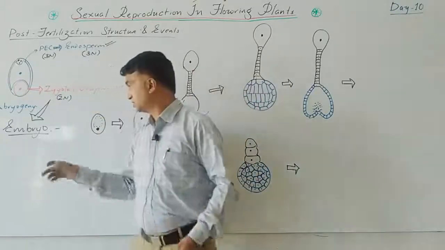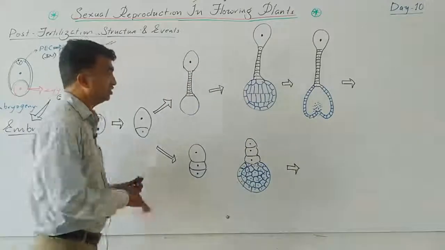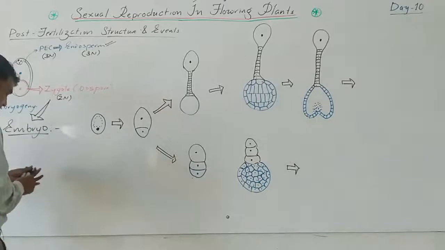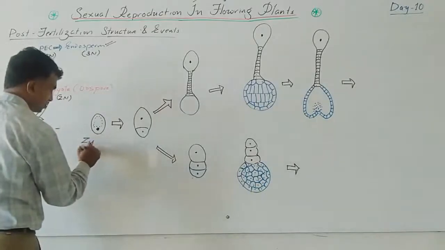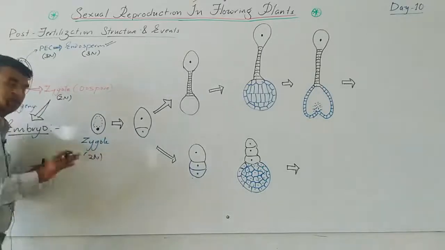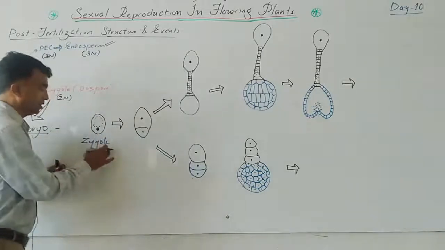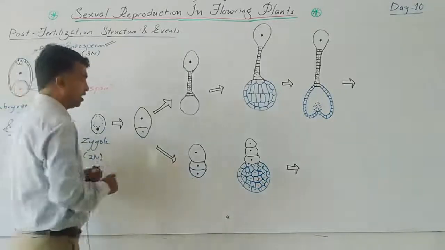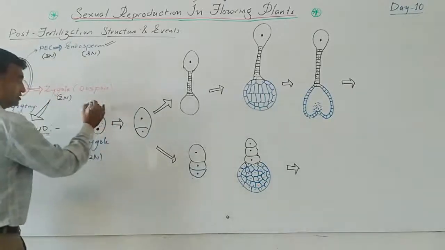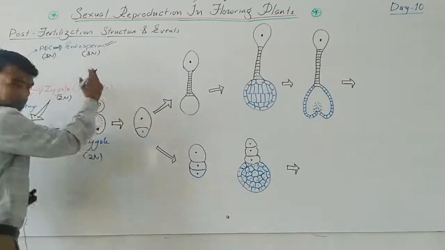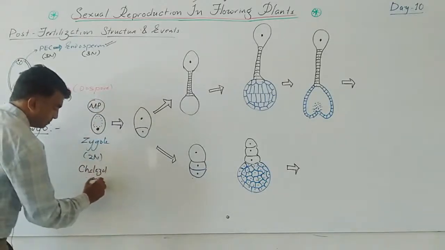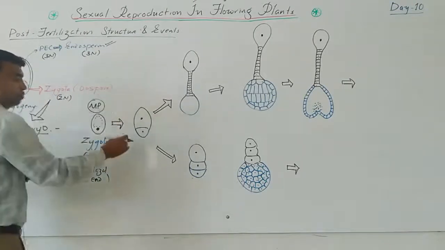Yes. So this is a zygote. Now see how changes will occur. Some figures are there, some more figures I am going to draw. So this is a zygote, which is diploid in nature, containing both maternal and paternal characters. Now this zygote undergoes first division and produces two cells. Now this is the micropylar end, and this is the chalazal end. Clear? So this side is the micropylar end, this is the chalazal end.